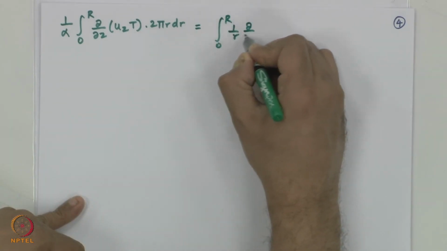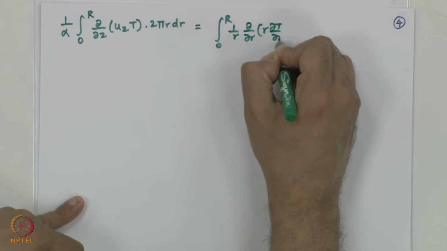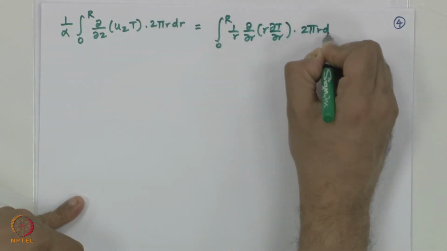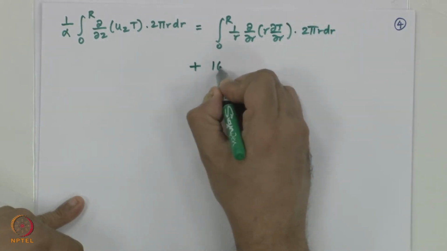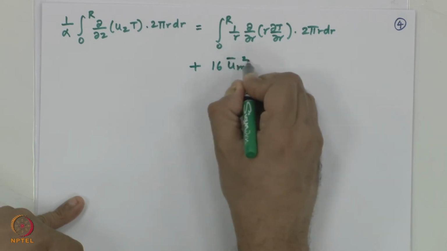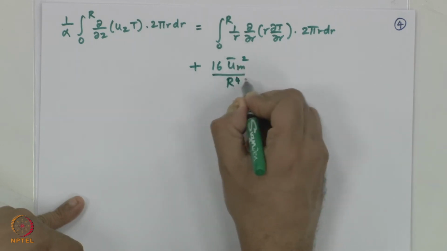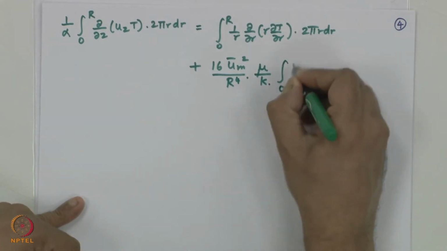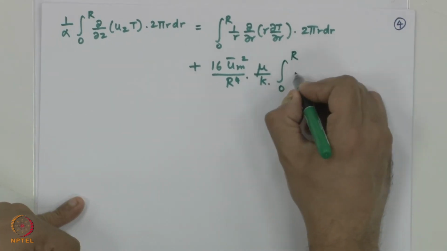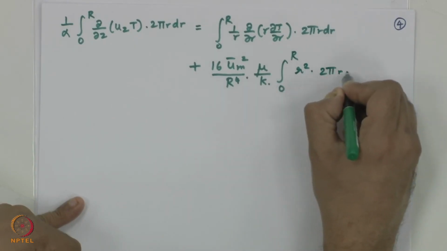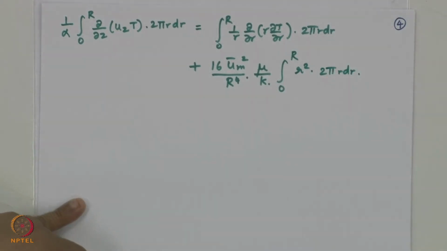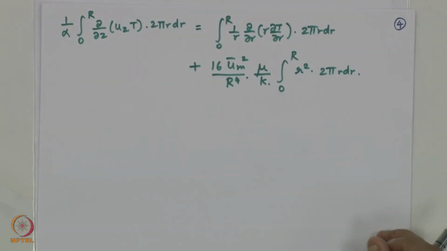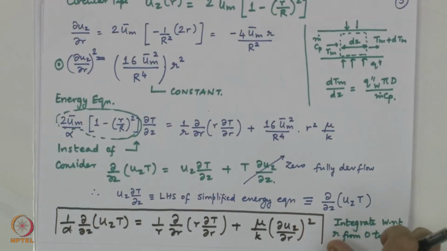This is equal to the integral from 0 to capital R of 1 by r d by dr of r dT by dr times 2 pi r dr, plus 16 u_m bar squared by R to the power 4 mu by k as it is, integral 0 to capital R, and you are going to have r squared 2 pi r dr. So, I had substituted for (du_z by dr) the whole squared, and now integrated. We will stop here in this module.